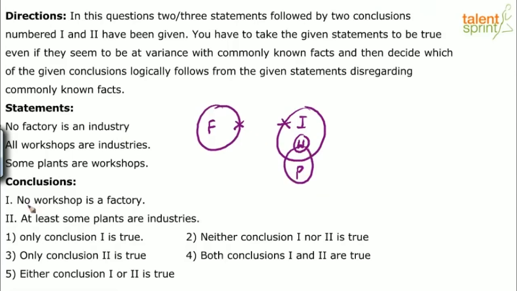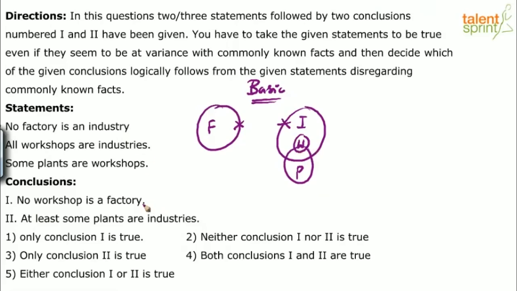Now look at the conclusions. The first conclusion says no workshop is a factory. Is that true? Well, if you look at the basic diagram, the one that we have drawn here, it is true. No workshop is a factory, right? Now, because a conclusion has followed the basic diagram, can we mark it as true? Can we say conclusion number 1 is true? No. We have to verify the other diagrams as well.